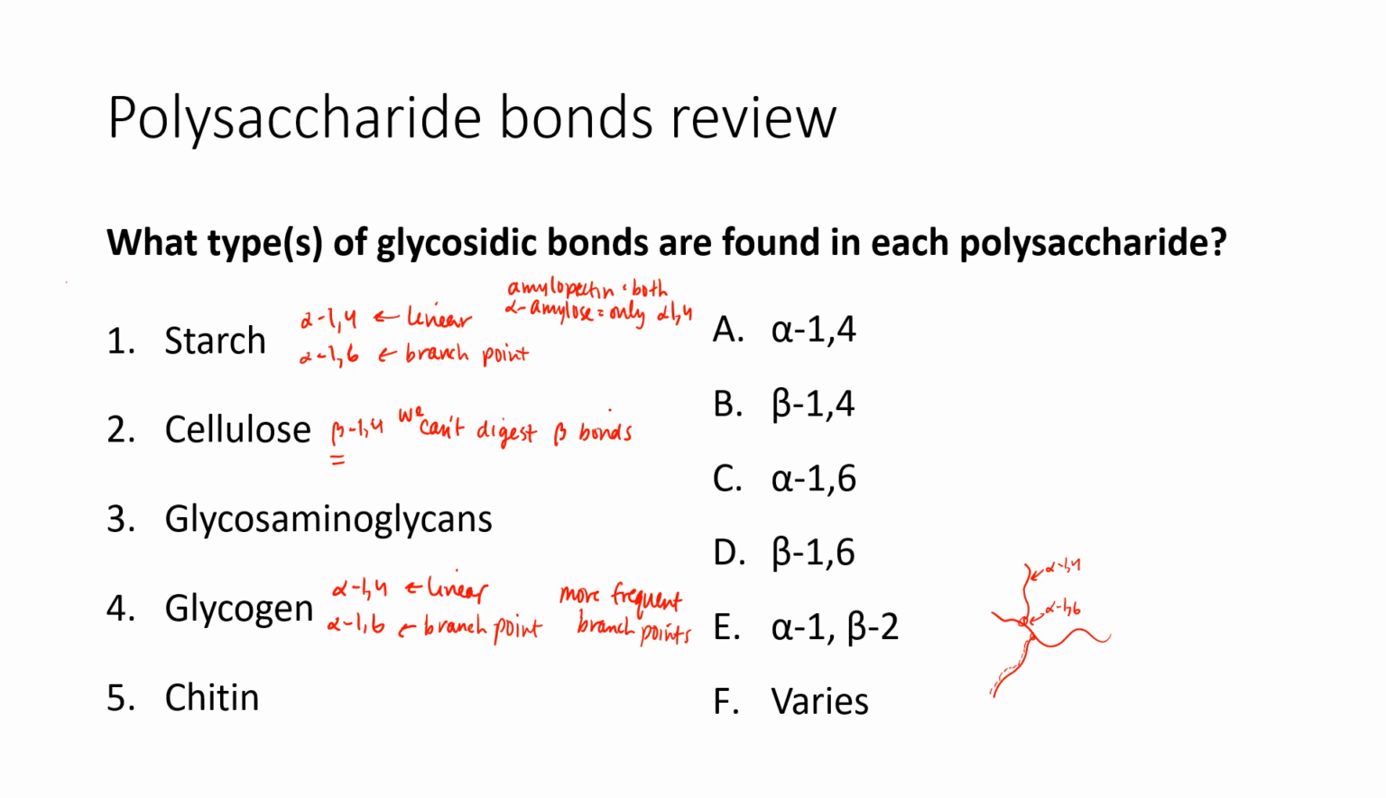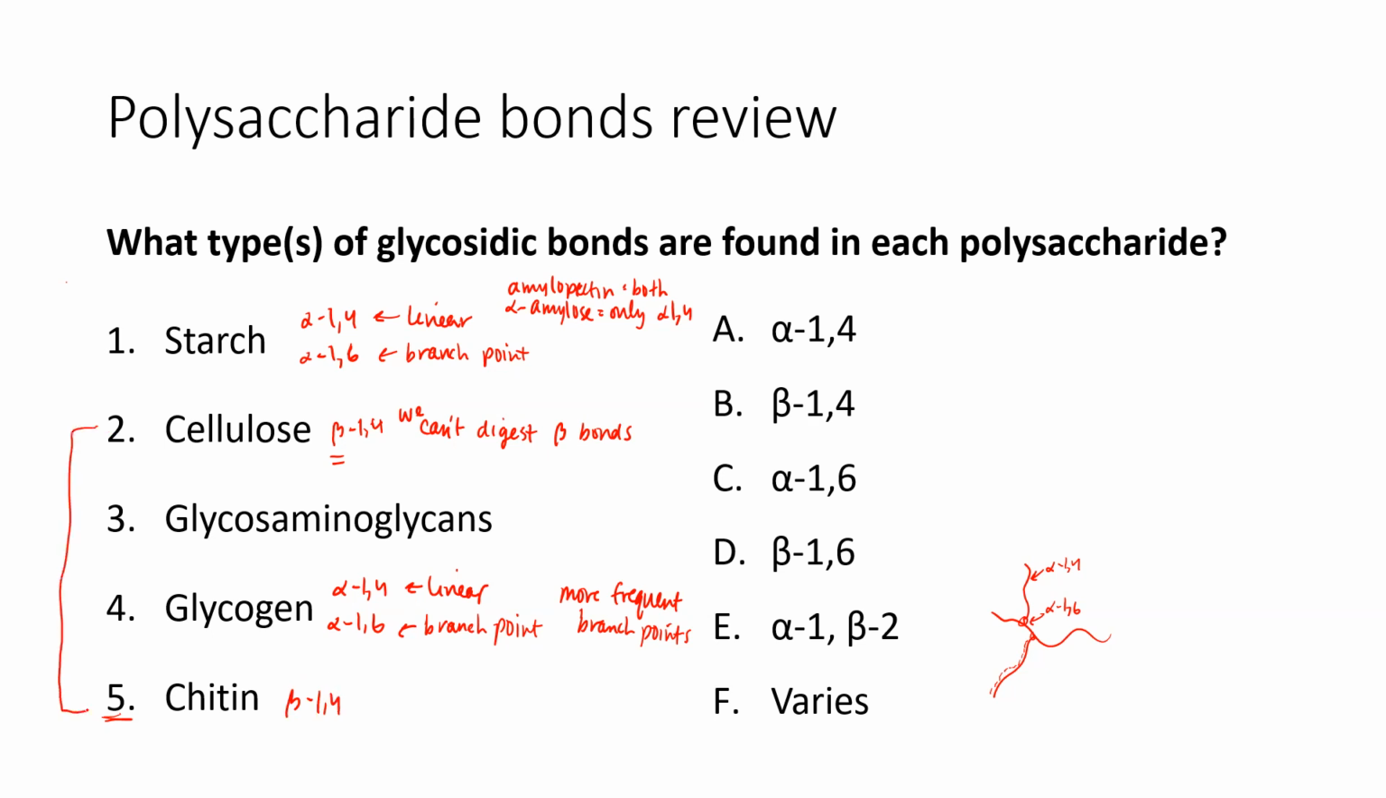All right, so what do we see in chitin? Let's skip over to number 5. What kind of bonds do we see in chitin? Yeah, exactly. So chitin also has those beta 1,4 bonds, just like cellulose.